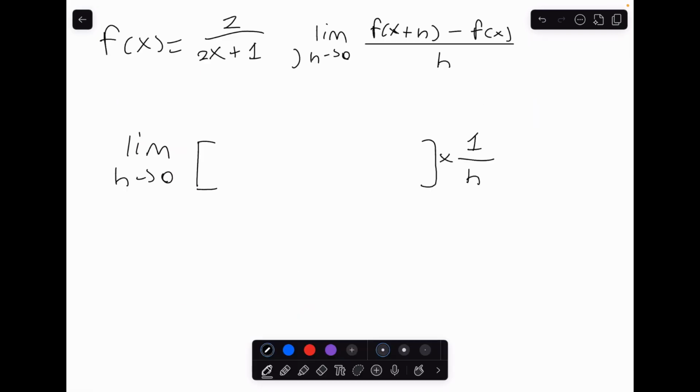So our function is 2 over 2x plus 1. We're only worried about the variable for f of x plus h. So let's just put the 2 in the numerator and move on. Okay, so the variable is 2x.